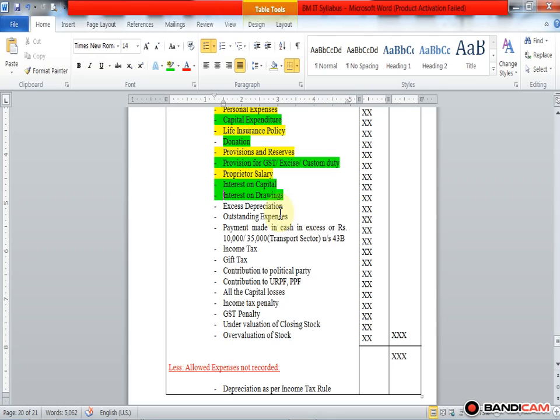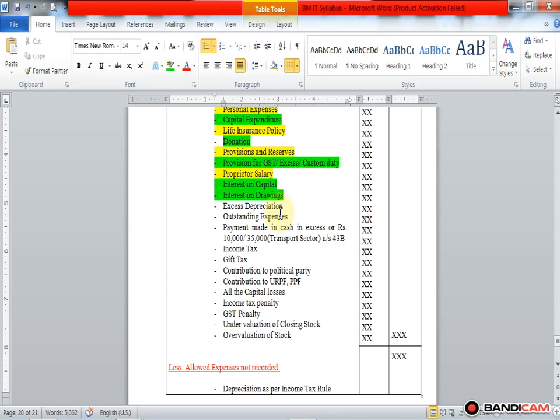The contribution is related to proprietors. When the proprietor contributes some amount for future benefits or retirement benefits, it is a contribution relating to the proprietor, not related to business. So this contribution is a disallowed expense in the business. All capital losses are also disallowed in the business. Income tax penalty or GST penalty is also a disallowed expense.